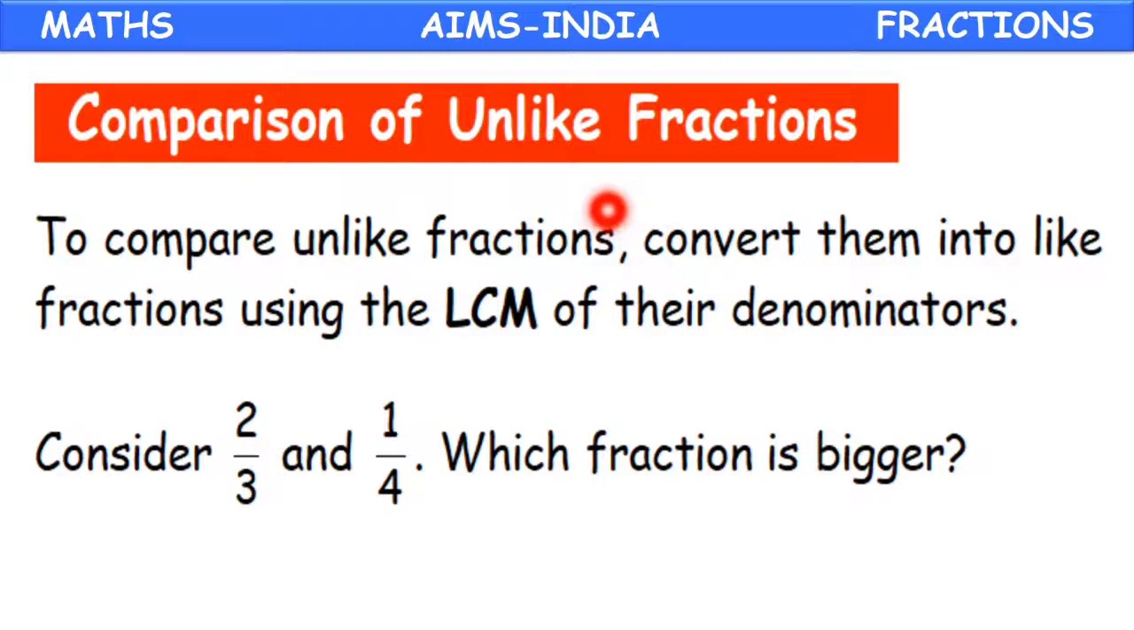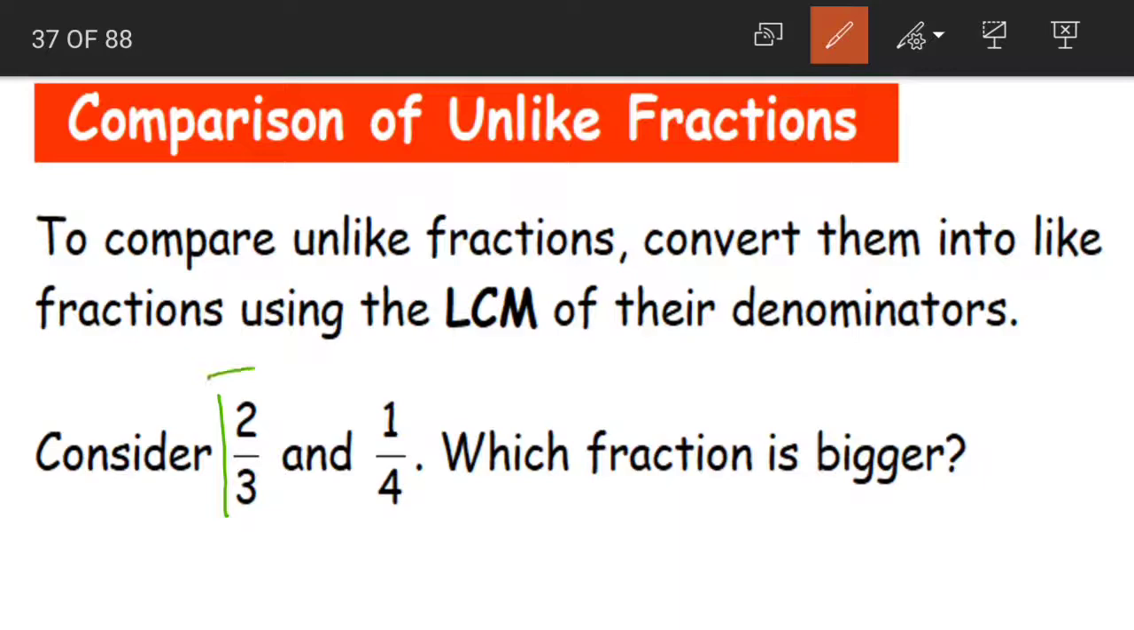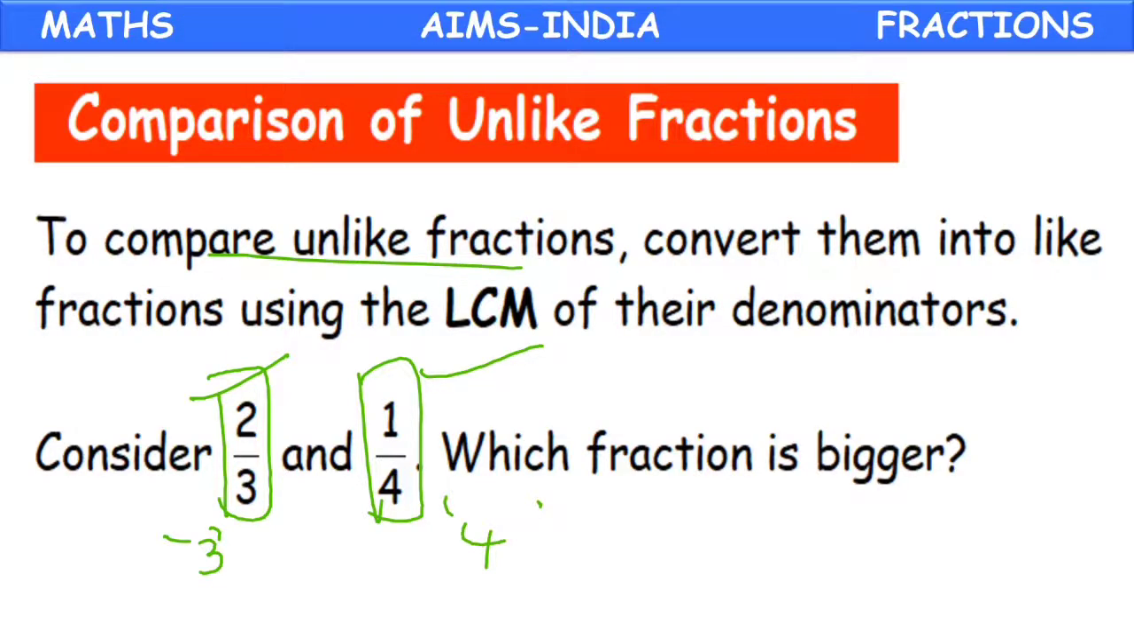Now what if the given fractions do not have the same denominator? Suppose we have 2 by 3 and 1 by 4 here. Do they both have the same denominator? No, the denominator of the first fraction is 3 and the denominator of the second fraction is 4. So when we have such unlike fractions, that is the fractions with different denominators, we convert them into like fractions using the LCM of their denominators.